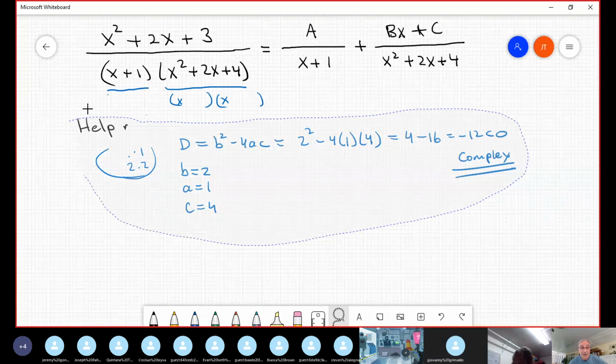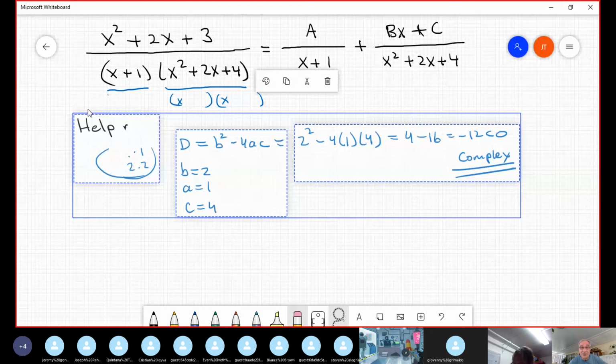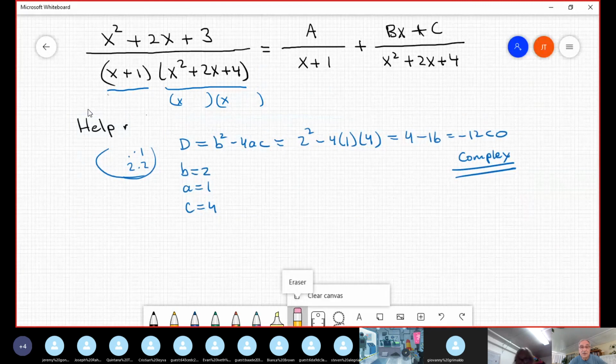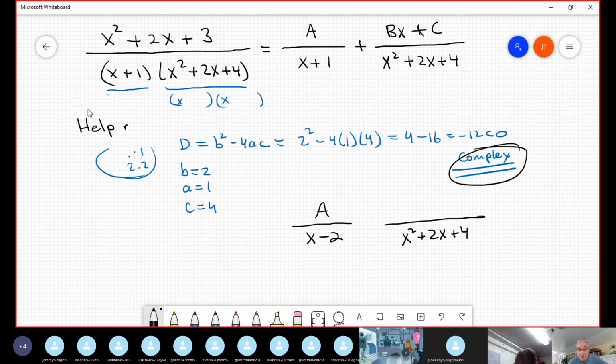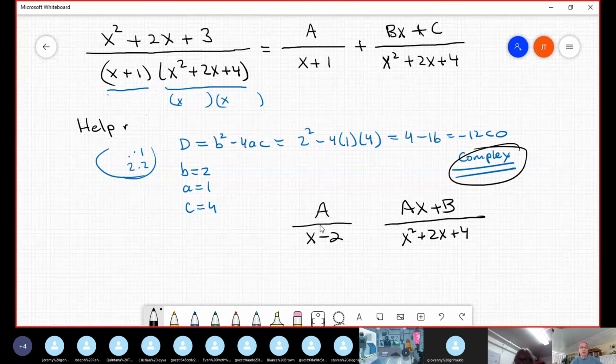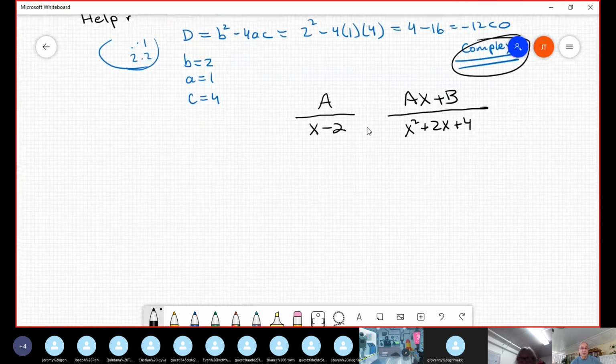No. The problem is if the denominator is irreducible quadratic, then the format for the numerator is Bx plus C. If the denominator is linear, it's A. So if the denominator is irreducible quadratic, like this example or another example, we cannot use a constant numerator. The format is Bx plus C. Do you understand the idea?